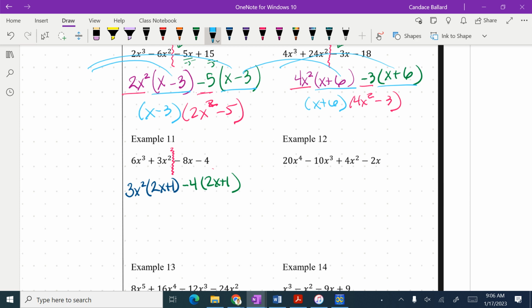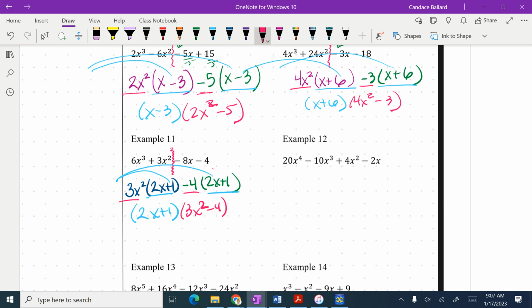Okay. What's our ugly greatest common factor? What matches? 2x plus 1. Okay. I'm going to take that out. How many times do I write it down? Once. Okay. And then left behind is 3x squared minus 4.